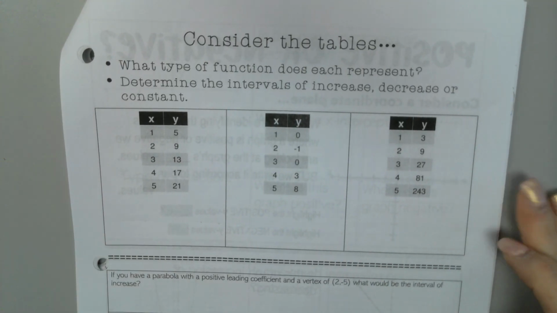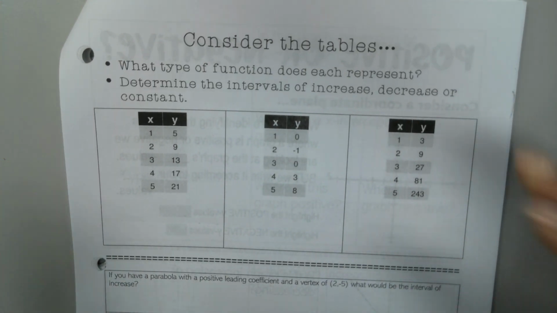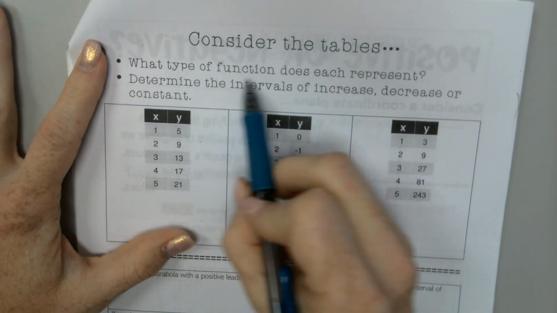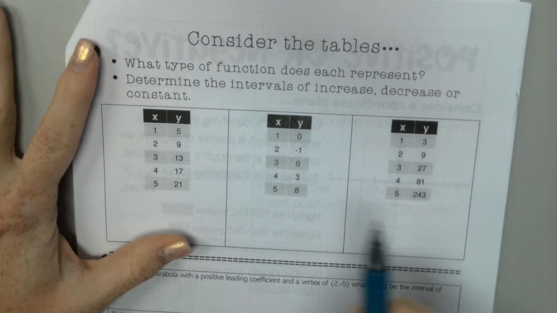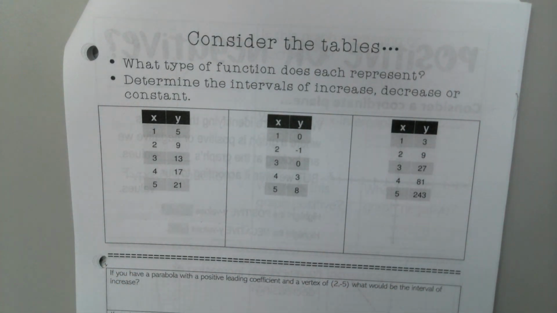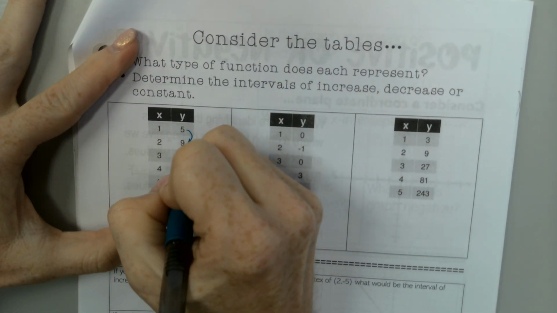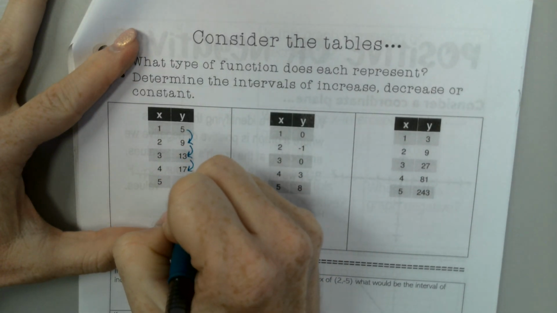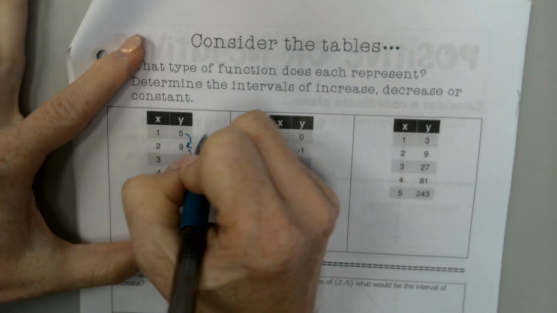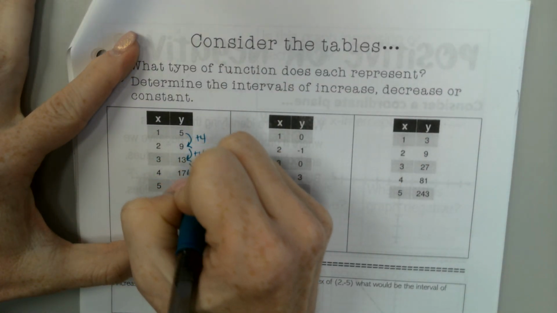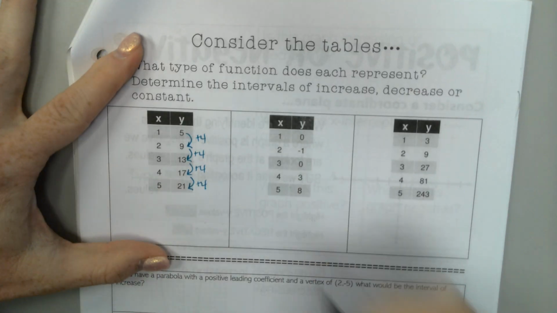Okay. Now, this is just a quick review also of our Algebra 1 stuff, okay? It says, what type of function does each of these represent? Determine the intervals of increase, decrease, or constant. Okay, so right here, if I am looking at this very first table of values, what do you notice is happening every single time from value to value? Yeah, you're adding 4 every single time.